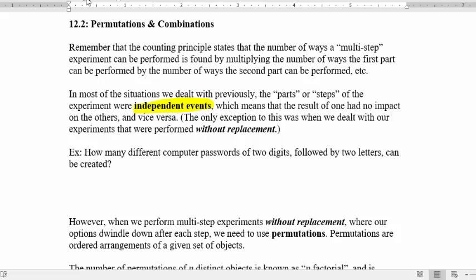But when we do these permutations in a minute, what you'll see is that these are going to be what you call dependent events because, you know, the result of the first step definitely impacts the next step.